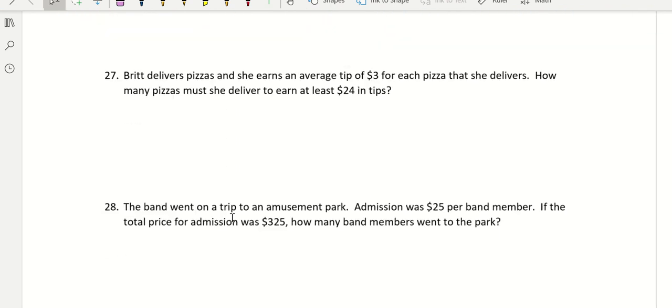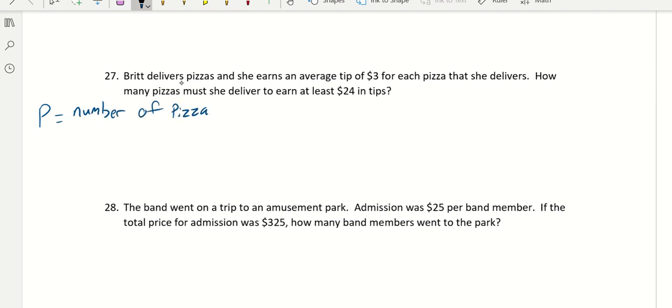Britt delivers pizza, and she earns an average tip of $3 for each pizza that she delivers. How many pizzas must she deliver to earn at least $24 in tips? Always ask yourself when you're defining your variable, what do we not know? Look for the question mark. How many pizzas? So we'll say X represents, we'll use P, all right? So P represents the number of pizzas delivered. Britt delivers, whatever. I'll say the number of pizzas Britt delivers.